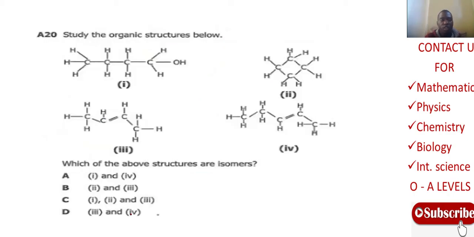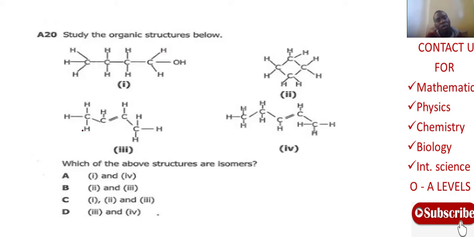All right, question 20. Now, organic chemistry, as I wrap up section A, about three questions, 17, 18, 19, 20 or so, they are about organic chemistry. So you have no choice but to know organic chemistry. So study the organic structures below. These are the structures that we've been given here. Then the question says, which one of the above structures are what? Are isomers. Now isomers are organic compounds that have the same molecular formula but different structural formulas.